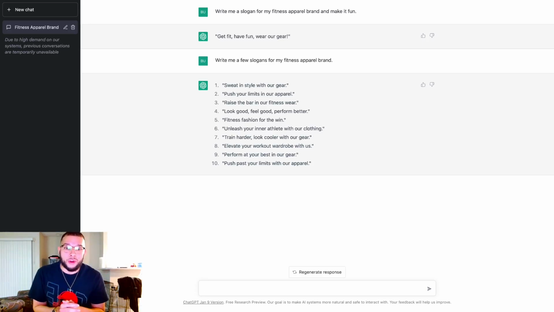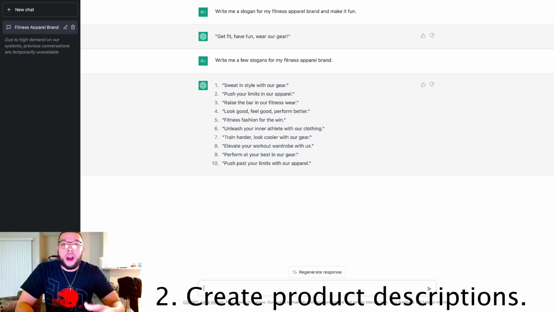Elevate your workout wardrobe with us, perform at your best in our gear. Some of them are okay, but again, it's kind of crazy how fast this program comes up with these ideas. All right, so the second thing that you can do with ChatGPT is write product descriptions.